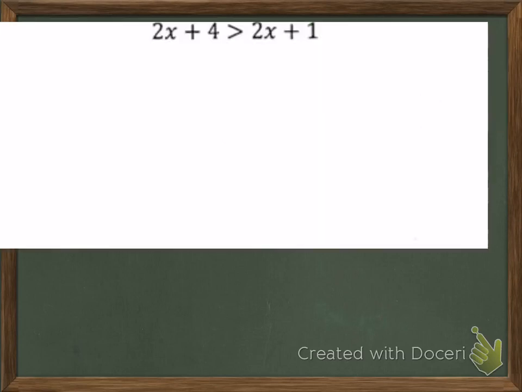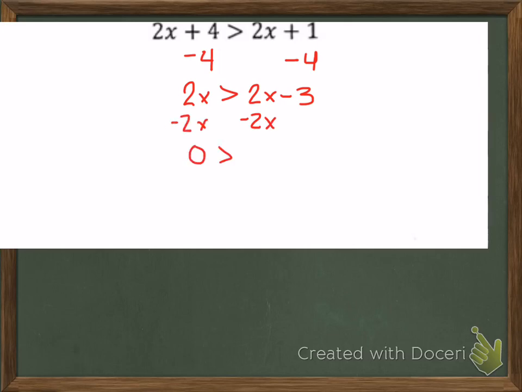So when we're solving equations, we know that we can have some special solutions, and that can happen with inequalities as well. So let's take a look at this first inequality. If we solve the inequality, we're going to subtract 4 from both sides. That gives us 2x is greater than 2x minus 3, or plus negative 3. And then I subtract 2x from both sides. And I get 0 is greater than negative 3.